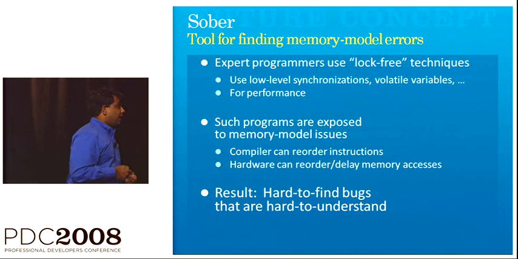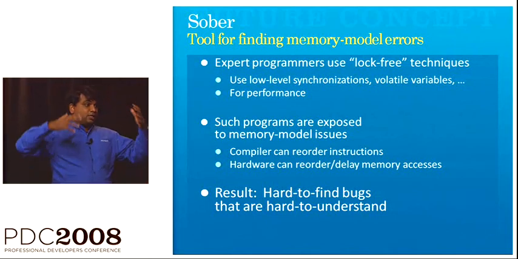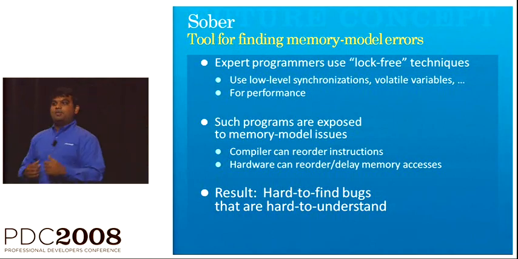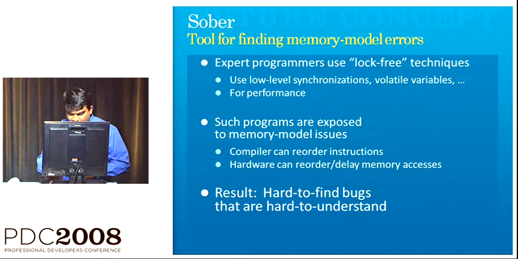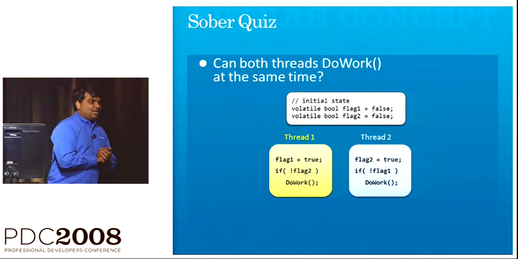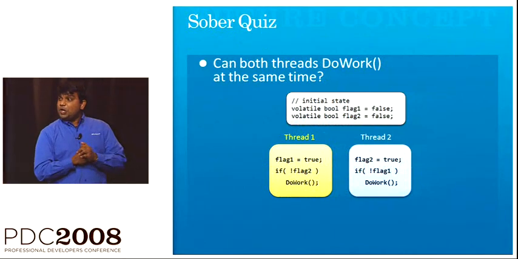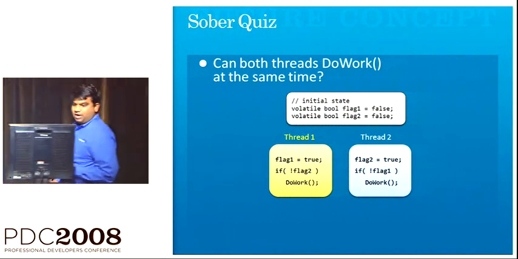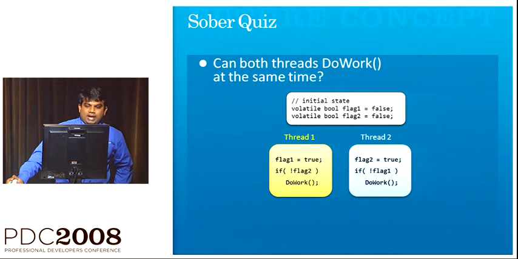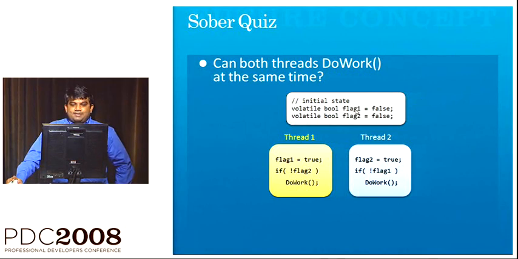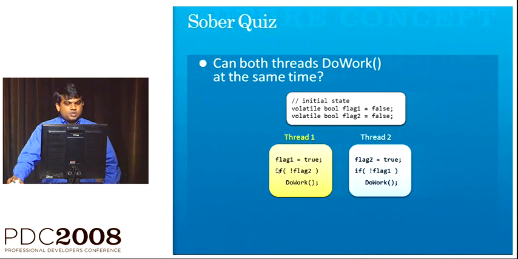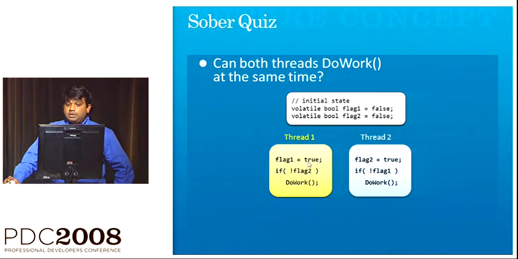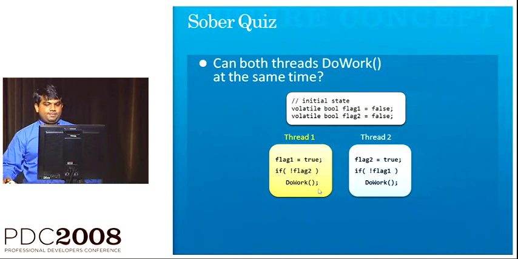It's very difficult to find, and not only that, they're very hard to understand because you can keep staring at the code. I can tell you there's a bug, and you still will not be able to find the bug. So here's a quiz for you. It is one such bug. Let me explain what this program is doing. It's a C# program. There are two Boolean flags, flag 1 and flag 2. They are set to false. Thread 1 is going to set flag 1 to true, and then see if flag 1 is still false. If it's still false, it'll go and do the work.